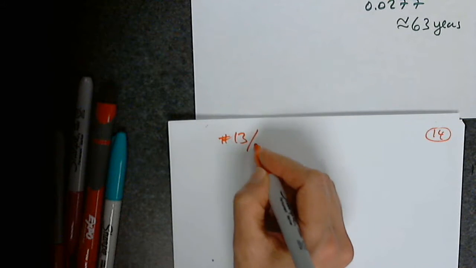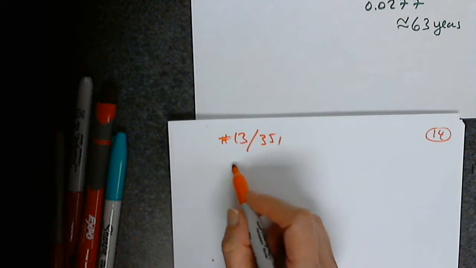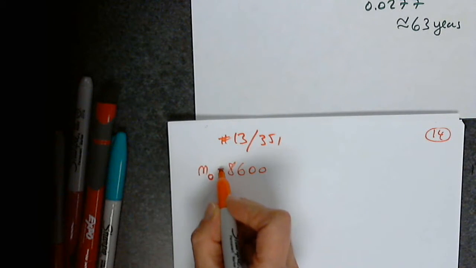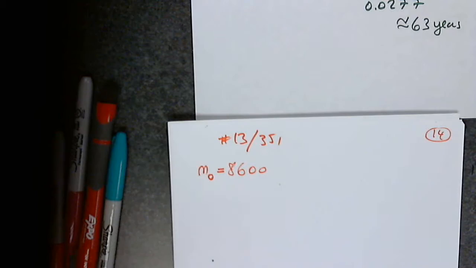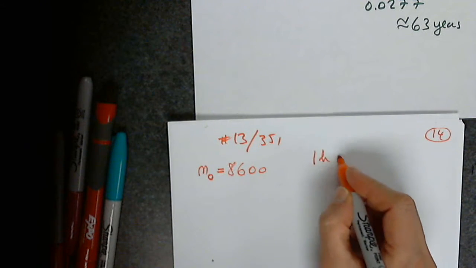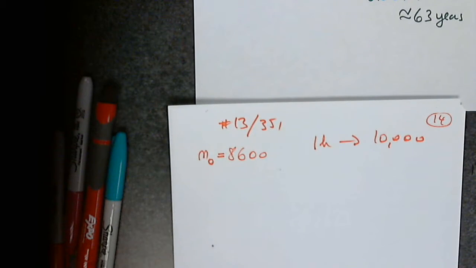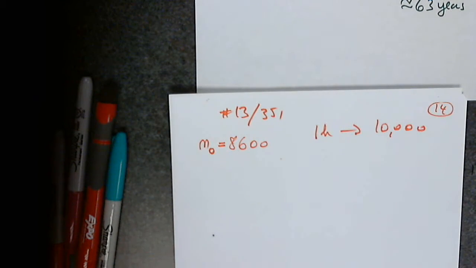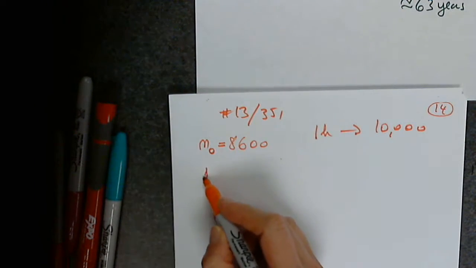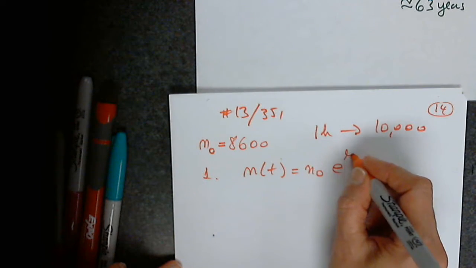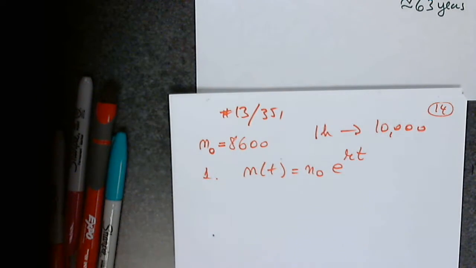13. A culture starts with 8,600 bacteria. So what is this? Obviously N0, the initial value. After 1 hour, the count is 10,000. Find a function that models the number of bacteria N of t after t hours. That's our first question. So we have to find N of t, which is N0 e to the r t. They use r, we're going to use r. It doesn't matter, you can use k. The notation is not important.